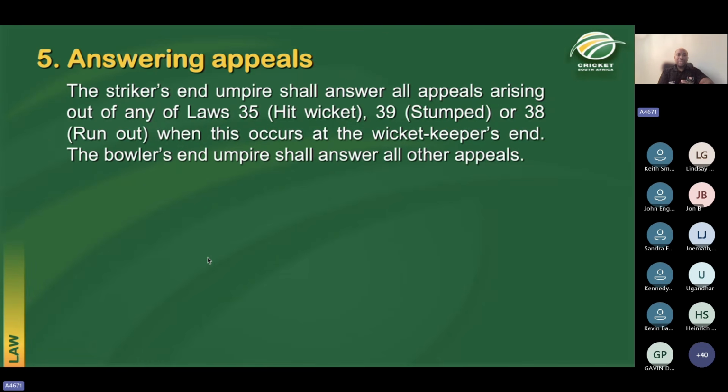I say half because run outs can occur at the wicket keeper's end or they can occur at the bowler's end. The striker's end umpire shall only answer the appeals for run outs at the wicket keeper's end. The bowler's end umpire shall answer the run-out appeals at the bowler's end and shall answer the appeals for all other modes of dismissals.